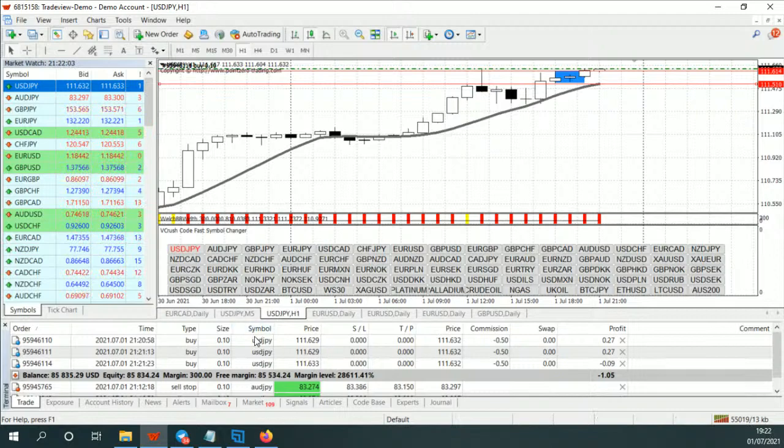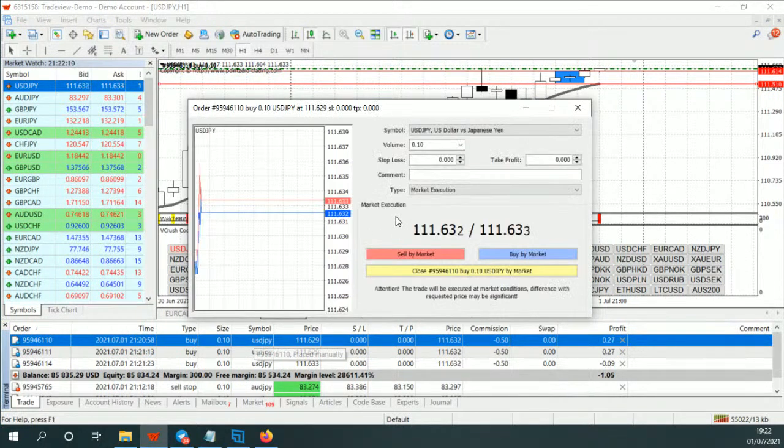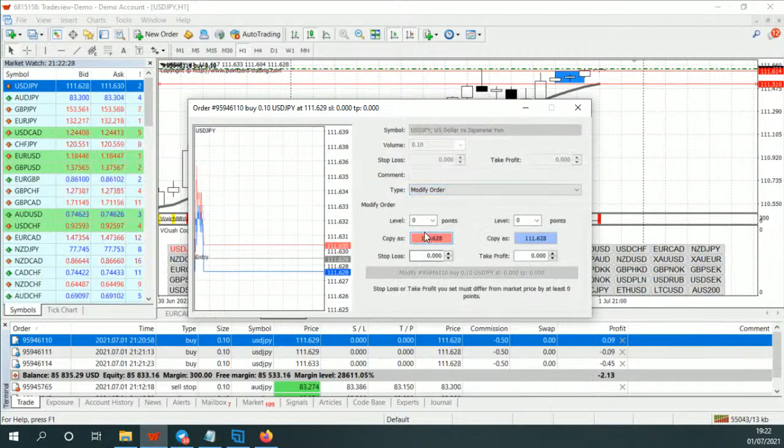So we need to set the same stop loss for all of them. Stop loss for this is 13 pips, which is what? 62 minus 13 will give you 49. Yes, 49. So modify order. We want to put the stop loss, so it will be 111.39.